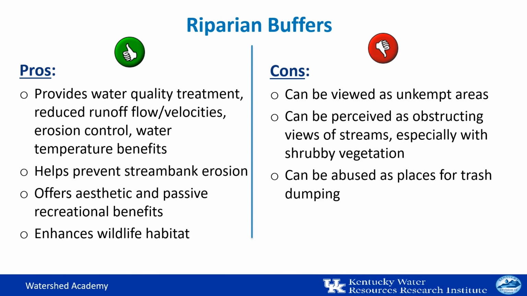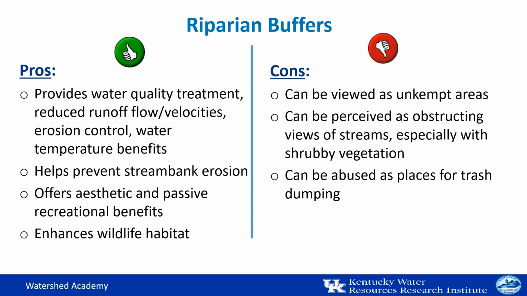Riparian buffers provide water quality treatment because they reduce the flow as it flows over the land surface and into the water body. It also helps control erosion. The shading can lower the temperature. It can help armor the stream bank against erosion, and it provides aesthetic and passive recreational benefits, as well as wildlife habitat for the many creatures that like to live along stream banks.